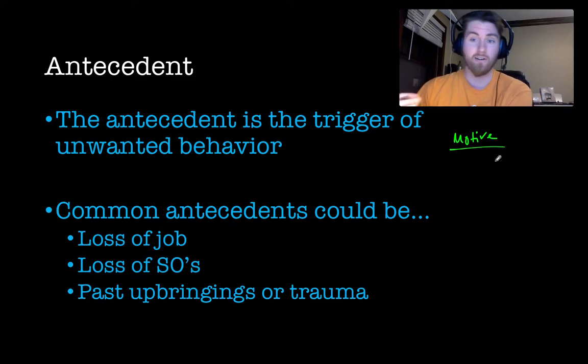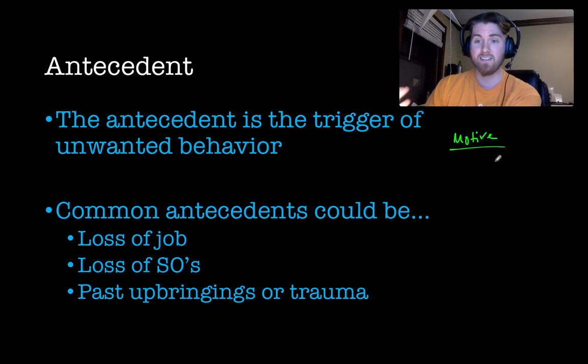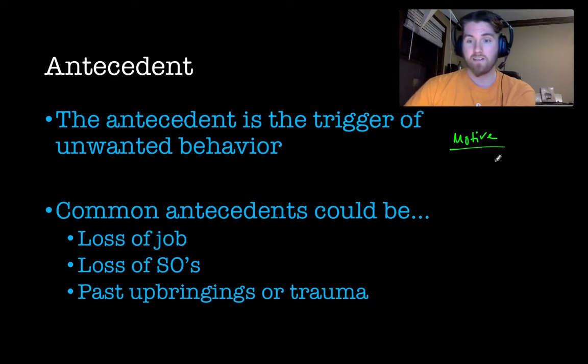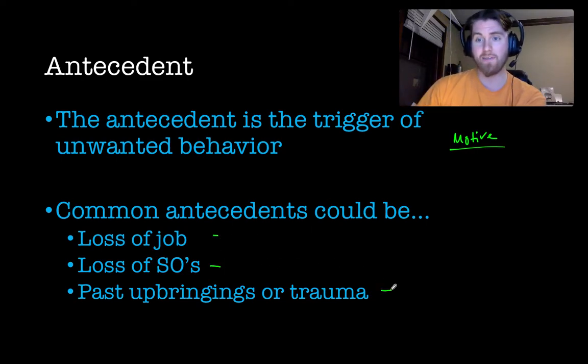A motive could be like, they wanted to do X, but an antecedent is more along the lines of, they did X because. So it could be very common things such as a loss of a job, loss of a significant other, past upbringing or trauma, anything of the sort that allows you to understand why they performed the behavior in which they performed. That's your antecedent, first.